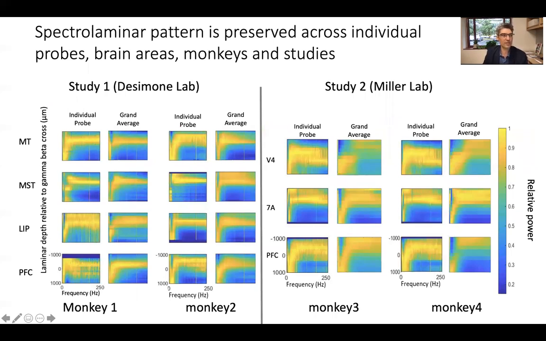Visual inspection of this spectrolaminar power spectra confirmed that across the data set, this swoosh-like pattern was preserved. Relative power in the gamma and theta bands was higher in superficial layers relative to deep layers, and in the alpha band, there was higher power in deep layers. This pattern could be readily observed within individual example probes and also held in each monkey, area, and study.